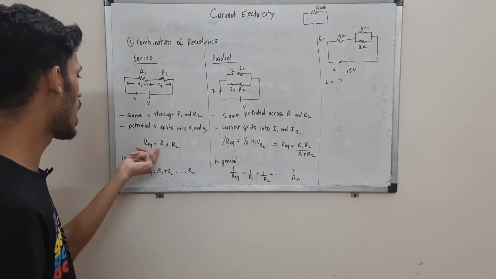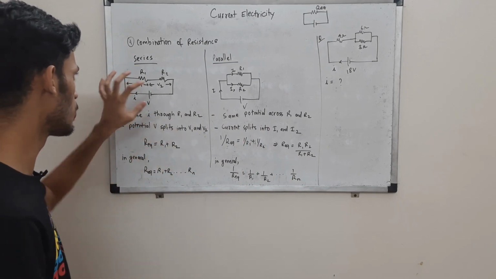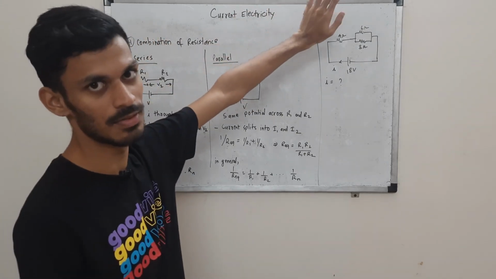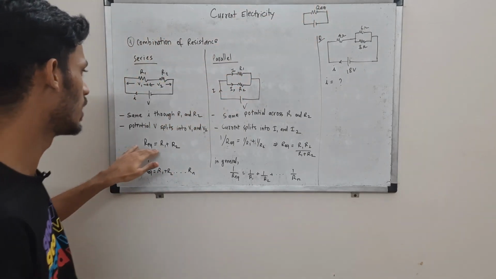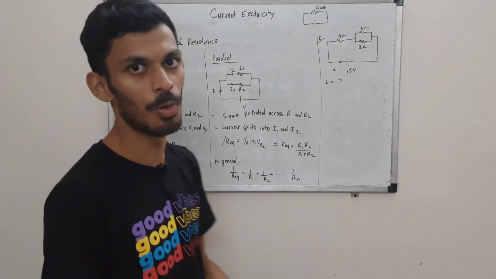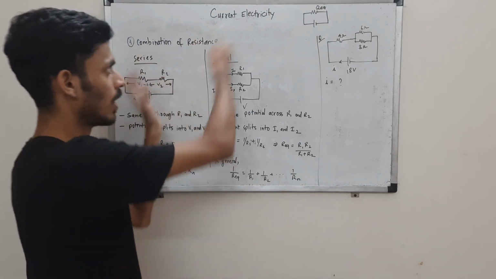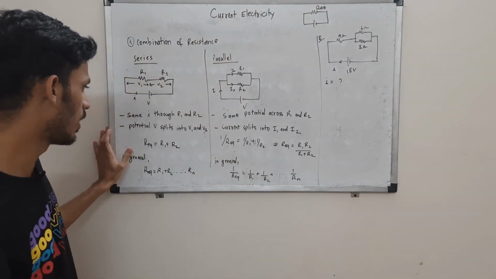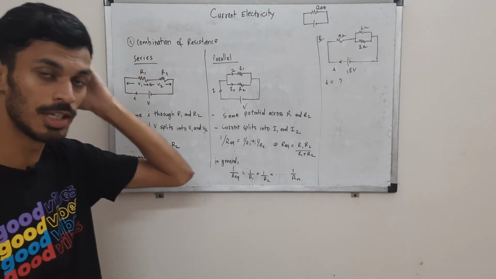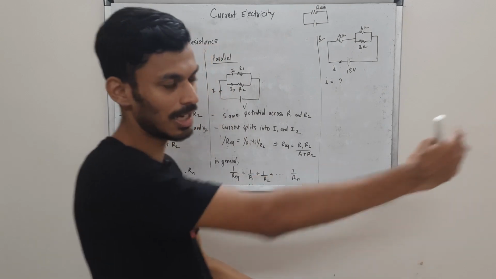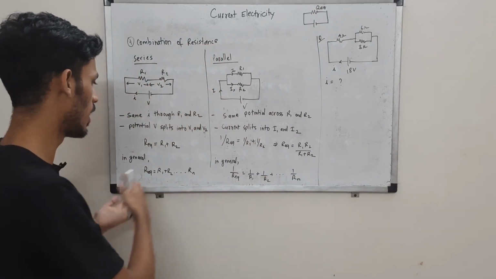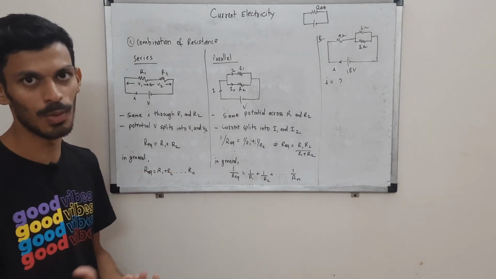So in this case, R equivalent can be given as R1 plus R2. This circuit can be transformed into one with just a single resistance which has the R equivalent value. You just have to add the two resistors to obtain the equivalent resistance. So that's the series combination. In general, suppose you have n resistors connected in series, you just have to add the n resistors to get the equivalent resistance.